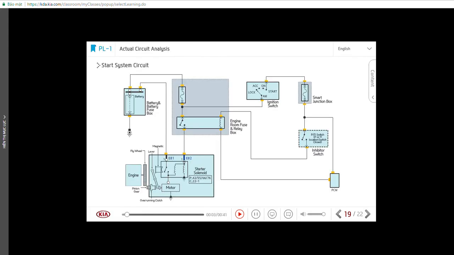Move the play bar to learn about the start system when the shift lever is at D or R.